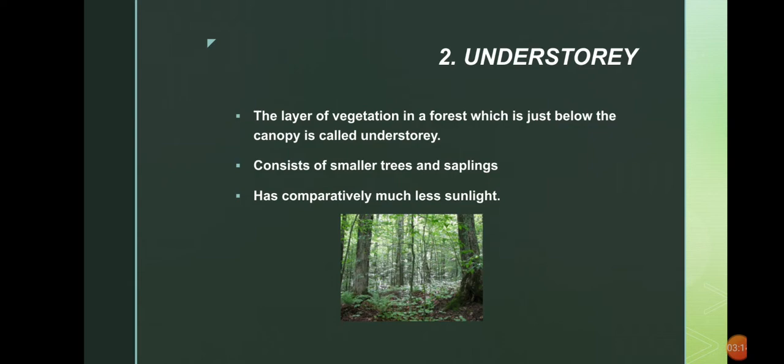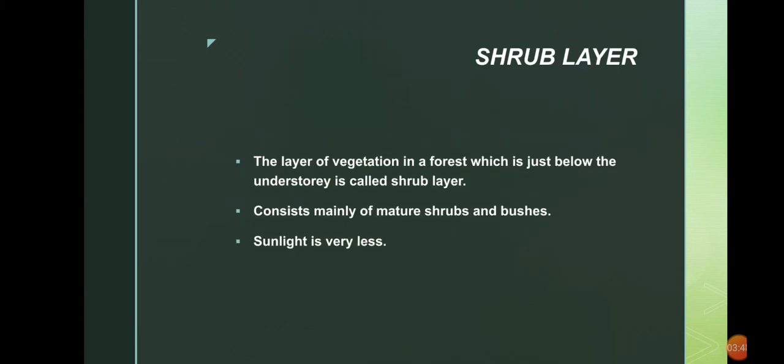The understory is a layer of vegetation in the forest which is just below the canopy and above the shrub layer. This understory layer consists of smaller trees and tree saplings, right? The understory layer of the forest has comparatively much less sunlight than the canopy. The smaller trees found in the understory grow to become bigger trees only when tall trees die and open gaps in the canopy. Next comes the shrub layer.